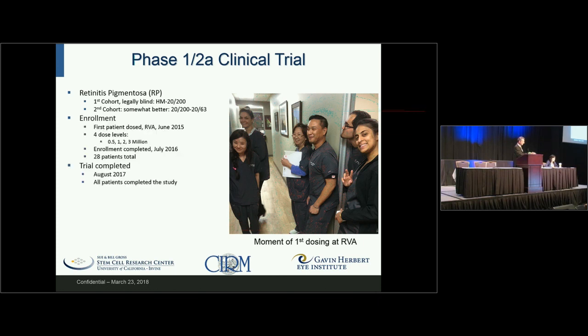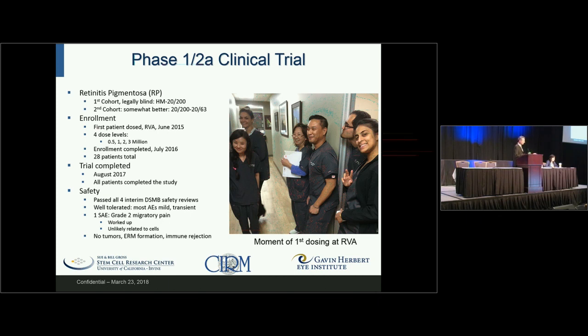We enrolled the first patient pretty quickly in the image you see here. Eventually there were 4 different dose levels. We started with 500,000 cells and worked our way up to 3 million. We completed dosing in 2016, and a total of 28 patients were dosed, and all 28 completed the trial. We passed a number of interim DSMB safety reviews between doses, for instance, to get the approval to proceed to the next dose. The product was well tolerated.